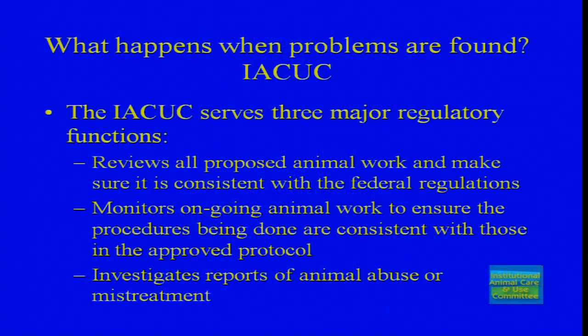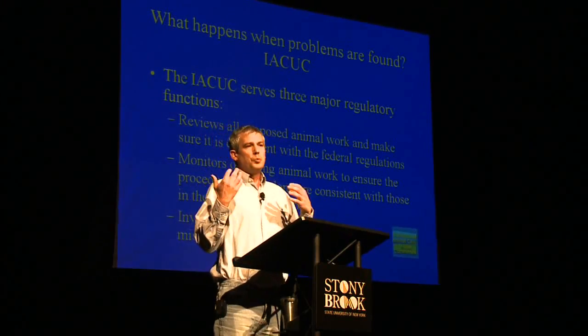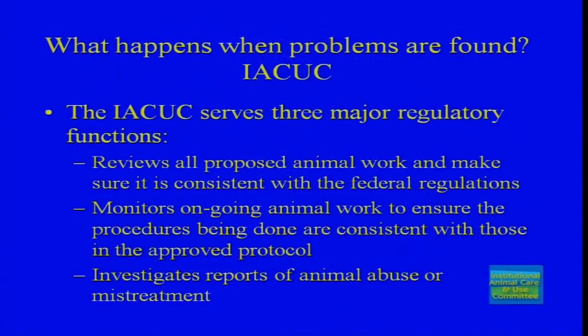And so what happens if problems are found at the institutional level? Well, just to recap, there are three major regulatory functions of the IACUC. Obviously, reviewing all the proposed animal work. So when the protocol is submitted, it's their job to go through it and make sure it's consistent with the regulations. They also then do the monitoring of the ongoing work, making sure that whatever was approved in that protocol is what's being done to the animals and nothing else is being done. And finally, we do occasionally get reports from faculty, students, staff members about potential animal abuse, and it's up to the IACUC to investigate that allegation and then come up with some remedy.